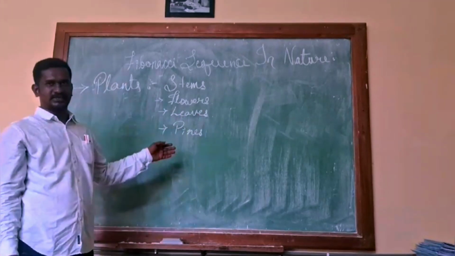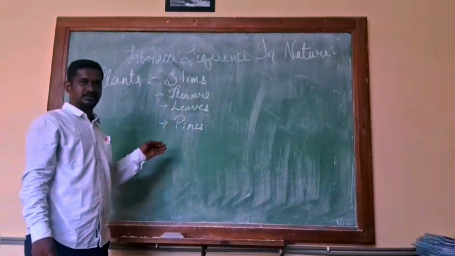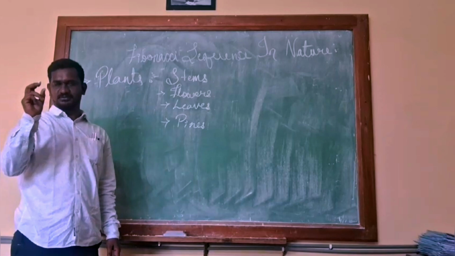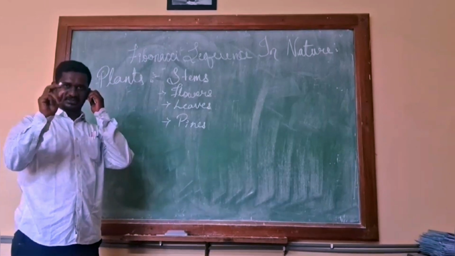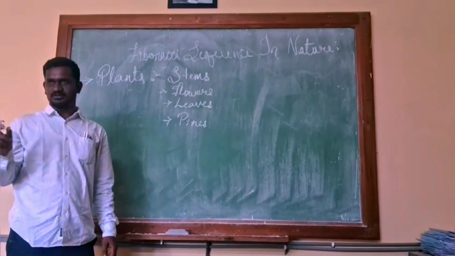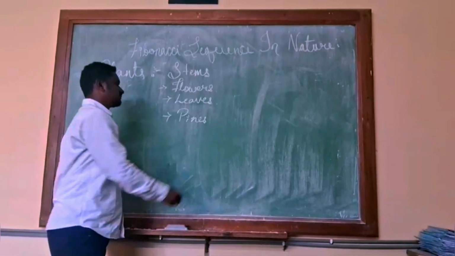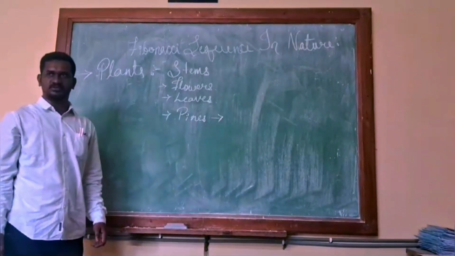Pines, we can see in pineapple and in custard apple, and also mullandi, a small fruit that sticks to your clothes and other things when we used to play in our childhood. So these pines can be found in all those kinds of things.